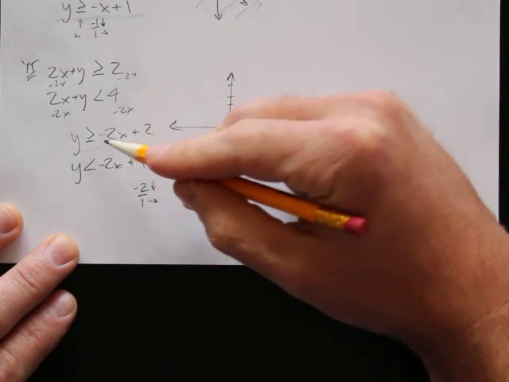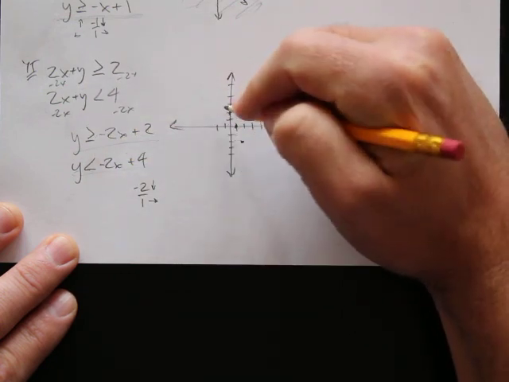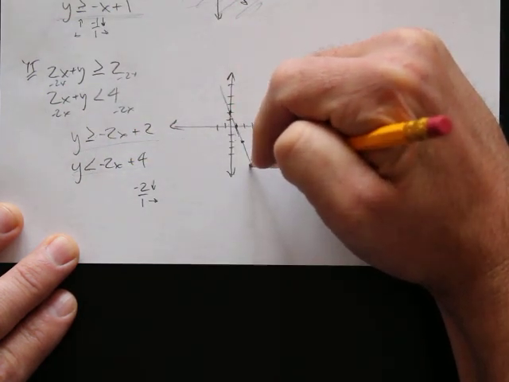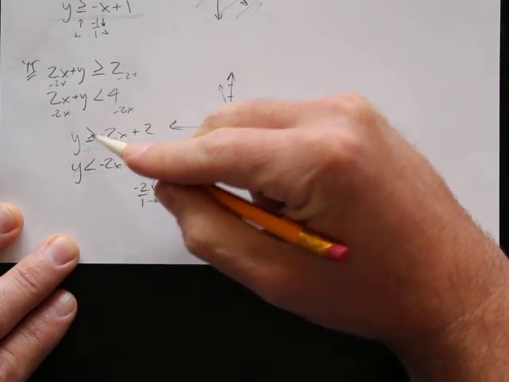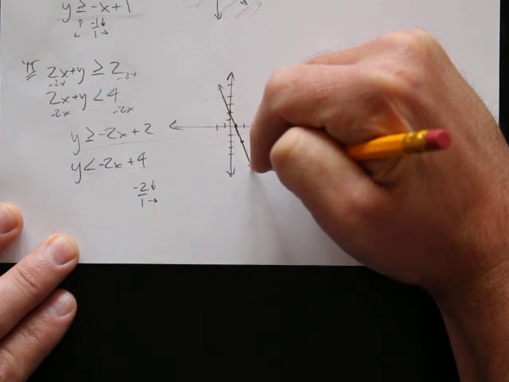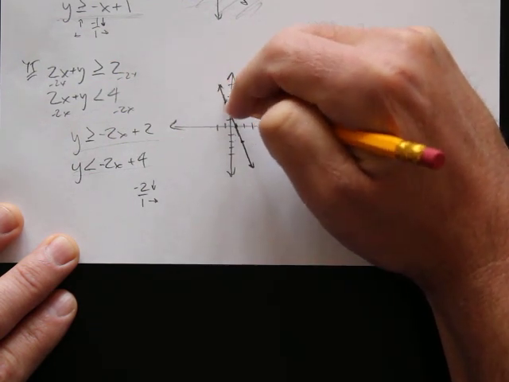And so that's going to be a solid or a dotted line. I have to decide, is this going to be a solid line or a dotted line? And since it's or equal to, I need a solid line because that means that the solution is included in that line.